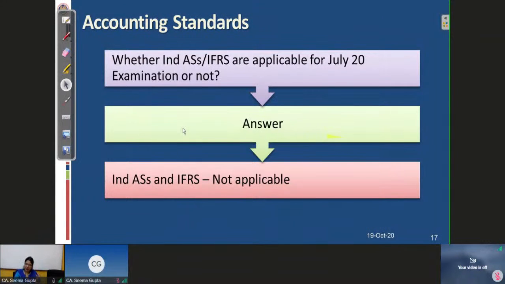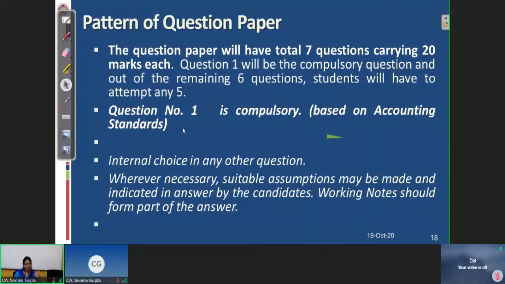The pattern of the question paper for the new course I have already discussed. Now come to the old course. In the old course, the question paper will have a total of 7 questions, 20 marks each. The first question will be compulsory, and out of the remaining 6 questions, the students will be asked to attempt any 5. Internal choice in any of the questions may be provided. On the basis of this pattern of the question paper only, we have devised our mock test. So the only suggestion to all of you is to attempt the mock test in simulated examination conditions.